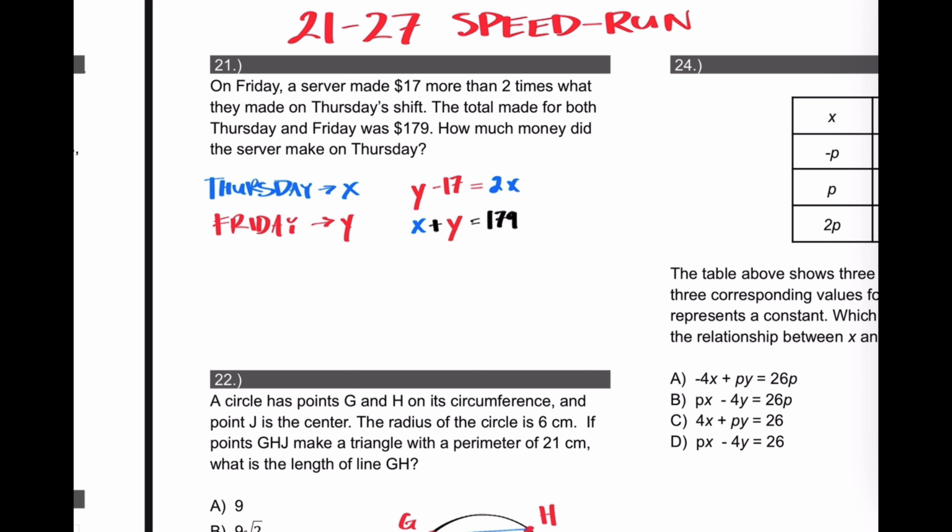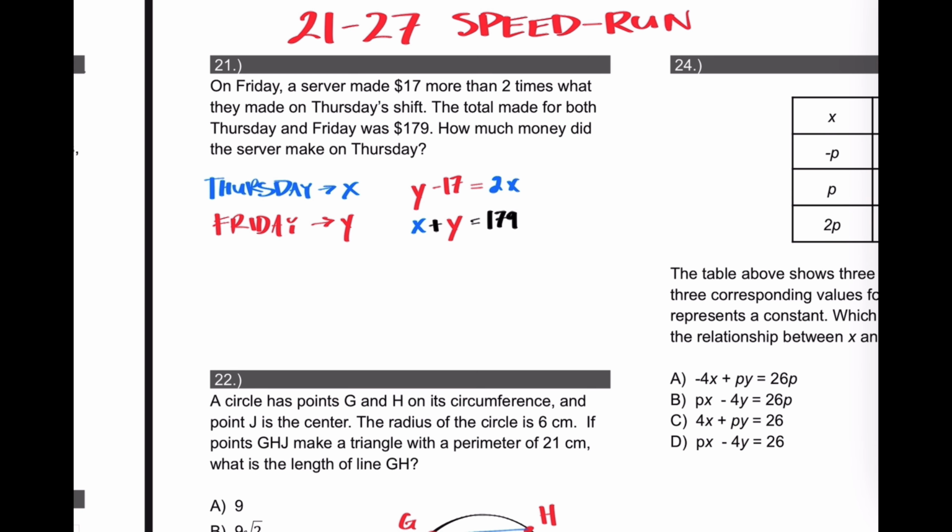So let's think of Thursday as X and Friday as Y. In order for X and Y to be equal, it says 17 more than 2 times what they made on Thursday's shift. So I'd have to take $17 away from Friday and make it equal to 2 times what they made on Thursday. So I've written that part of the equation. The second equation's pretty simple. It's just Thursday's wages plus Friday's equals 179.